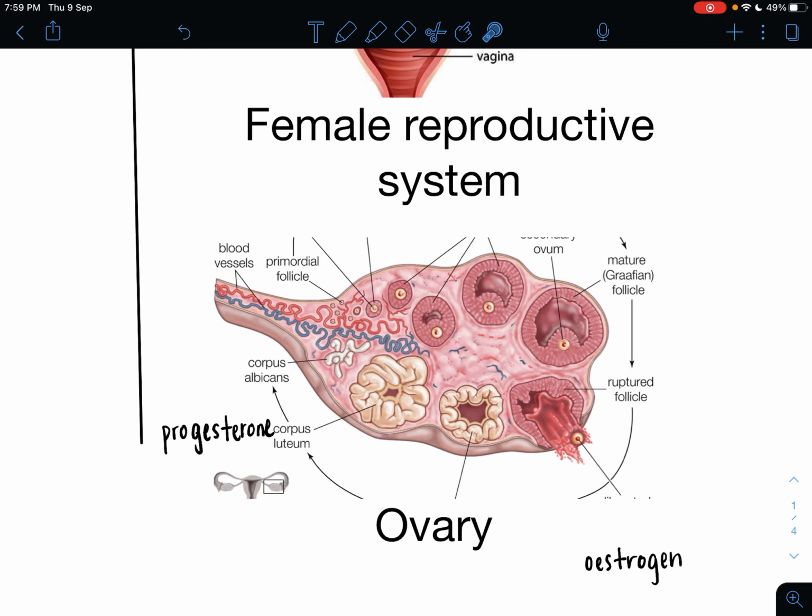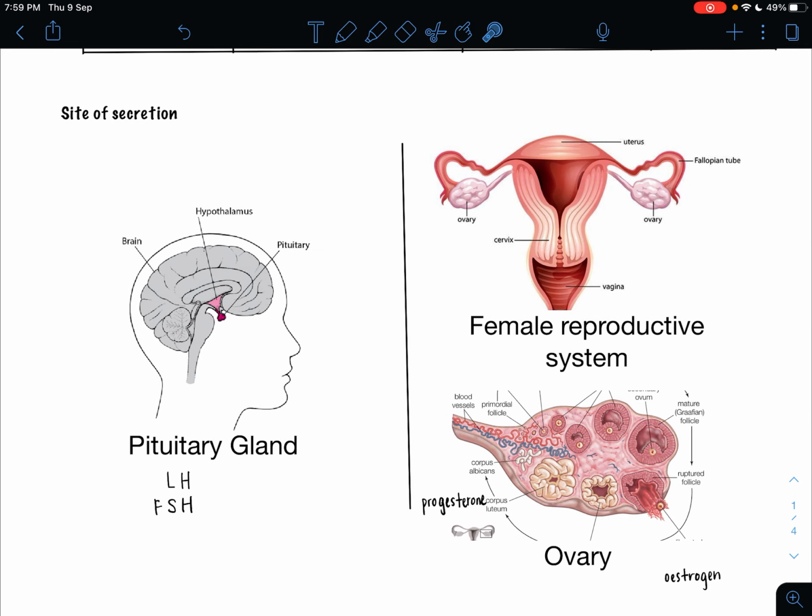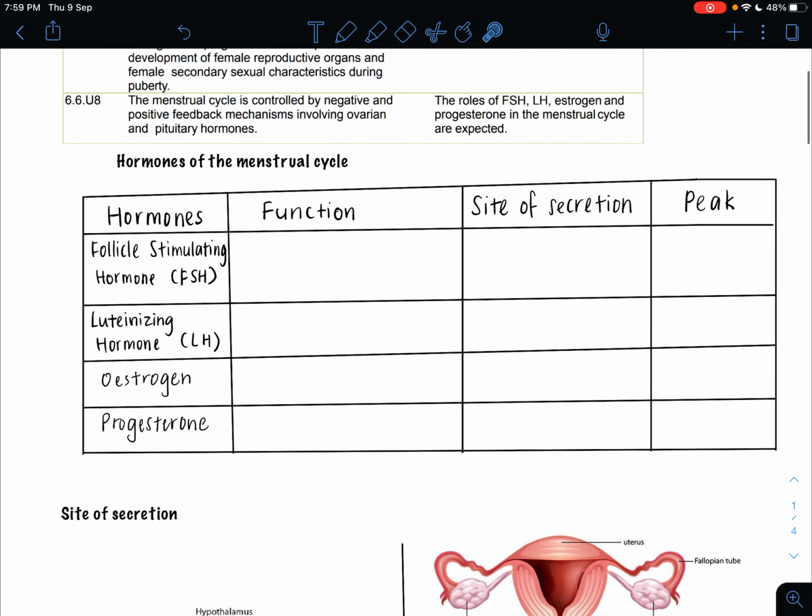That is the two sites of secretion. We have our pituitary gland that is responsible for the secretion of LH and FSH, and our ovary, which is responsible for the secretion of estrogen and progesterone. So in your table, fill in that for FSH and LH, the site of secretion here would be the pituitary gland.